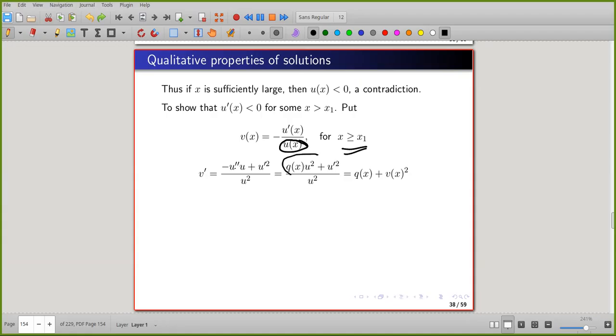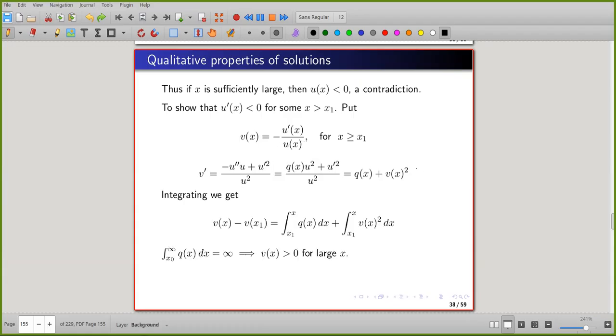U double dash satisfies that differential equation, so u satisfies that differential equation. When we plug it in, we get this thing, and you can easily see it's equal to this. Once we have this expression, we integrate from x1 to x, and we get that v of x minus v of x1 is equal to the integral x1 to x of q of x dx plus the integral x1 to x of v of x squared.